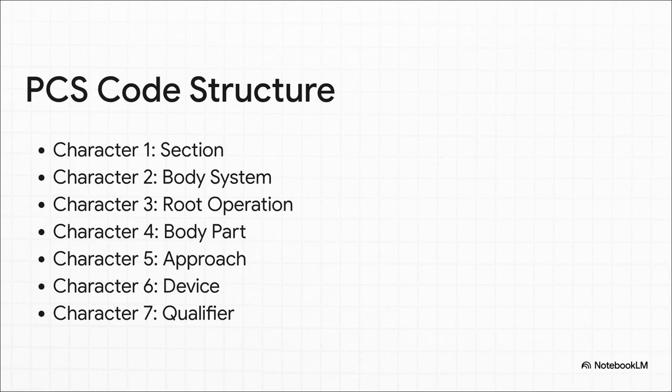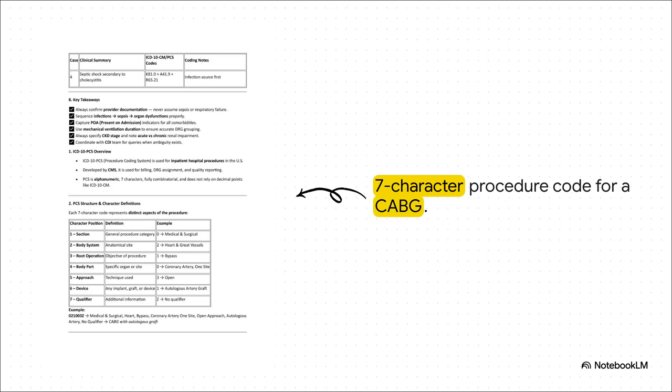And every single ICD-10 PCS code is this fully combinatorial 7-character alphanumeric structure. It demands absolute clinical specificity. There is literally zero room for vague documentation here. You can't just write surgery and call it a day. You have to clearly define the section, the body system, the root operation, the exact body part, the approach, any device used, and a specific qualifier. The whole shebang.